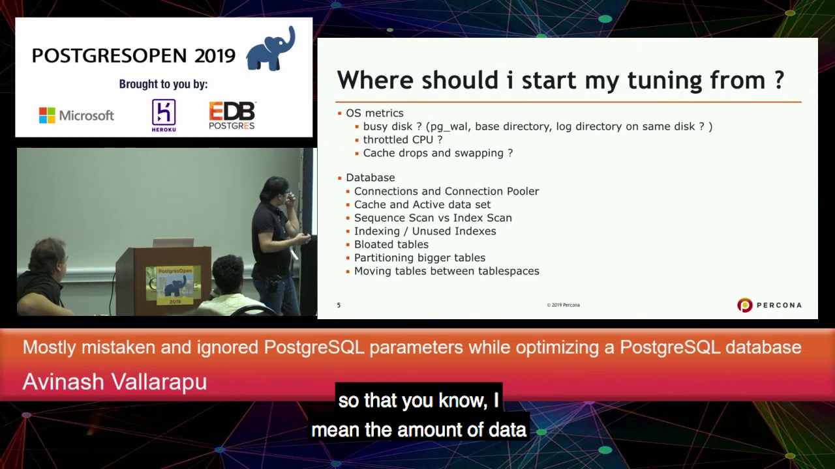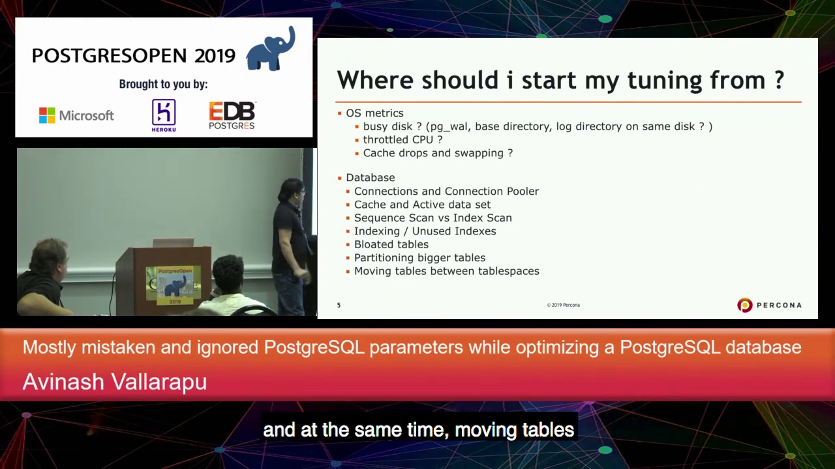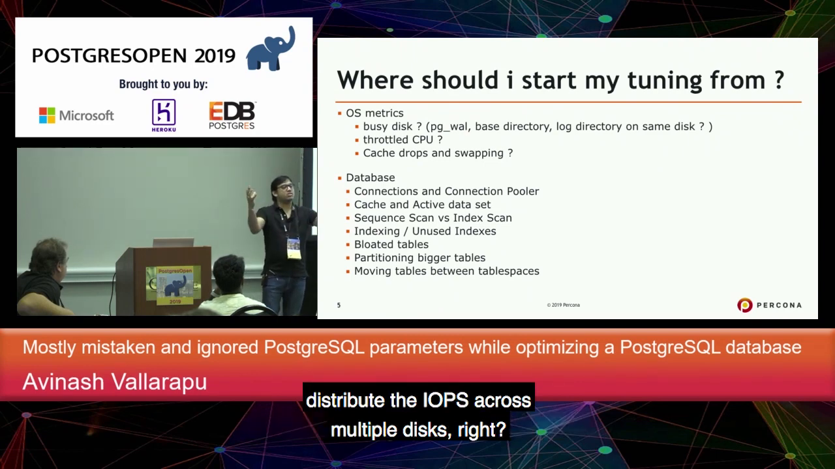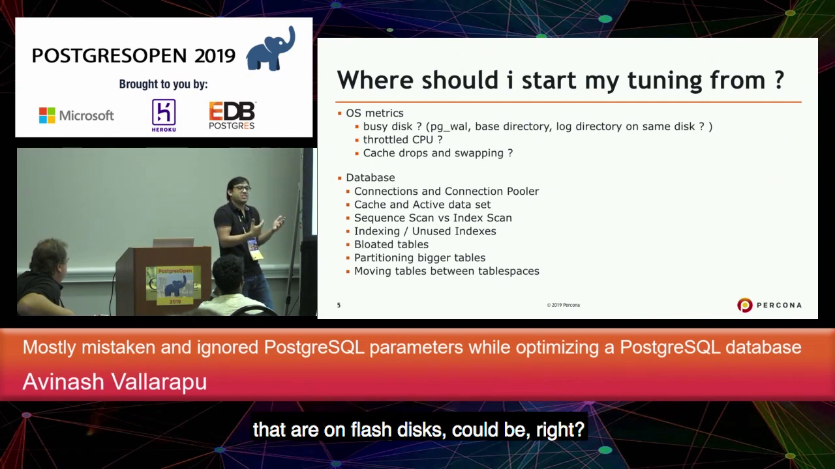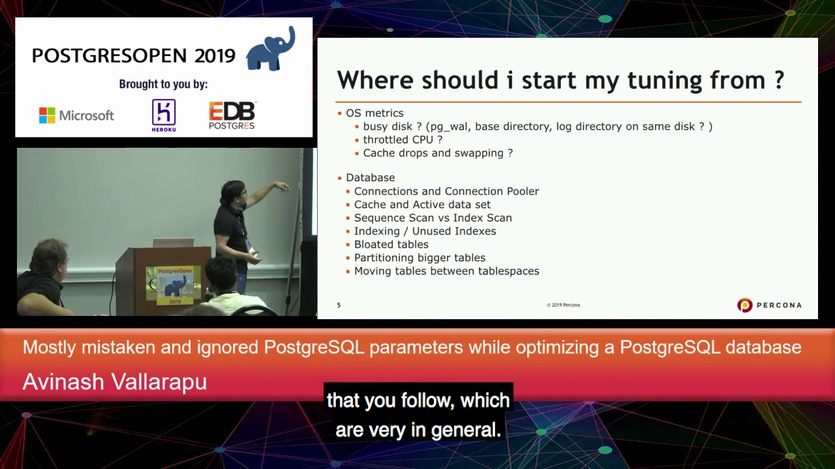the amount of data that's fetched from the disk could be lesser, and at the same time moving tables between table spaces so that you could distribute the IOPS across multiple disks, right? Maybe moving the hot data to different table spaces that are on flash disk, right? So these are some of the tuning techniques that you follow, which are very general.